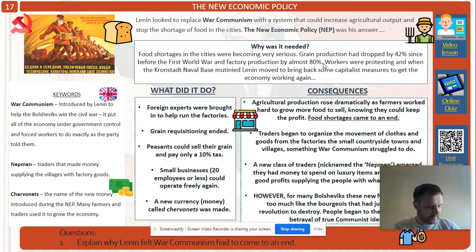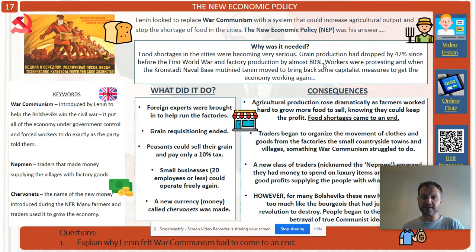I mean, the party of the factory workers has overseen a decline of factory production by almost 80% since the Tsar's time. Doesn't look good, does it, for the communists? So we need a change, and people are saying we need change, but Lenin's refusing to do so until the Kronstadt naval mutiny basically shakes Lenin's belief and faith and trust in his own people. And he says, well, if the sailors are willing to mutiny against us, then that's big problems for us. We need to make a change. So that's what he does.